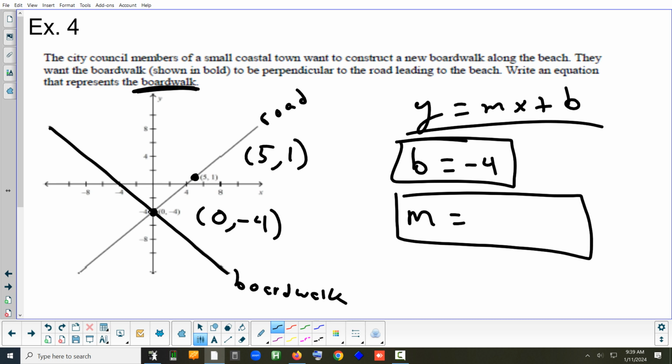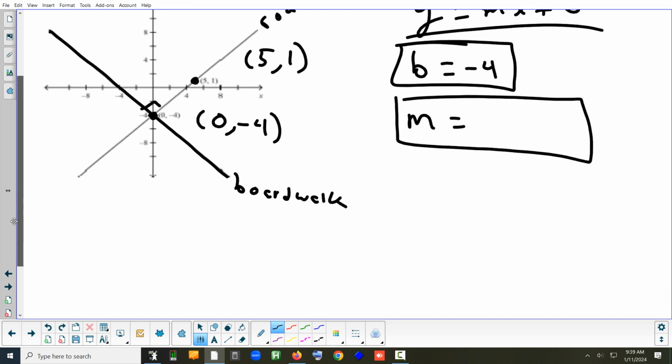But what do we know about the bold line and the road? We know they're perpendicular. Do we have 2 points on the line for the road? Yes. Then we can find the slope of the road. And we know the road is perpendicular to the boardwalk. So if we can find the slope of the road, we can then fix it to be perpendicular. And that's what we did earlier. So let's find the slope of the road.